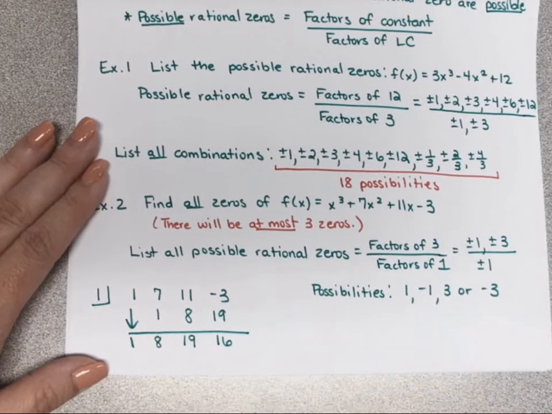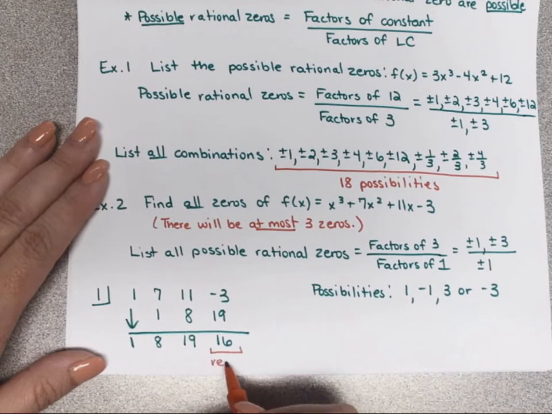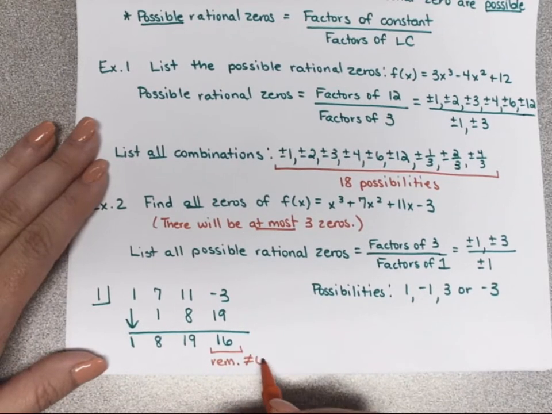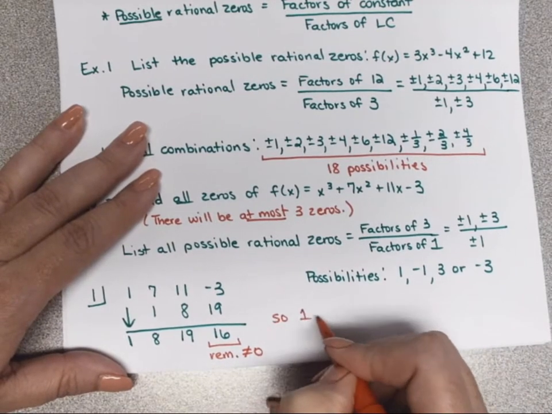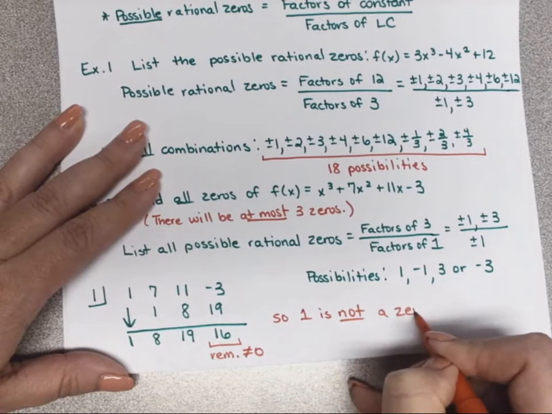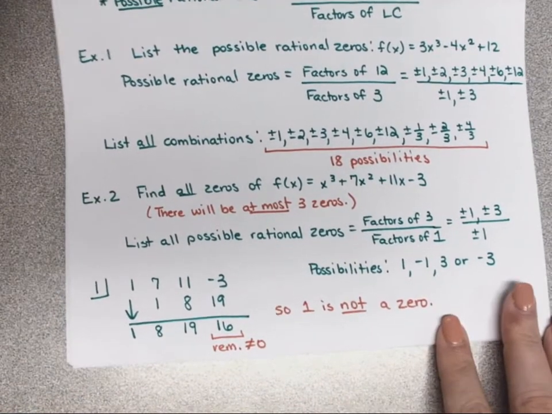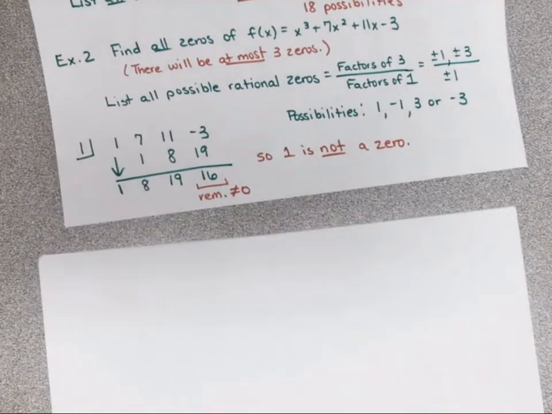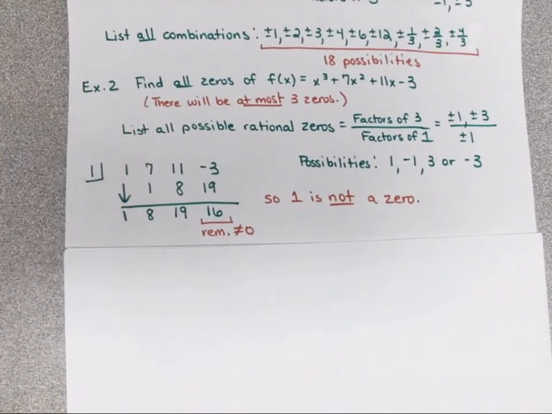So notice we don't really need to go much further here. The remainder is not 0. So what does that tell us about 1 then? It doesn't work, 1 is not a 0, so we move on. We don't spend time focusing on what it's not, we just move on to the next one. So let's test out and see if -1 works.